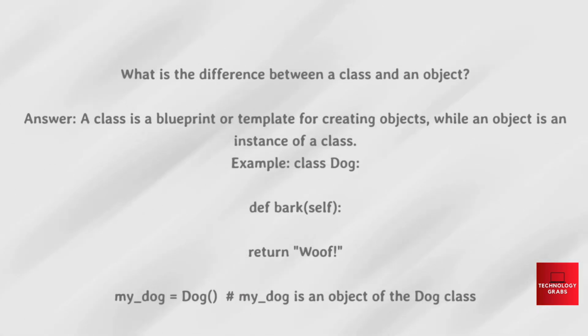What is the difference between a class and an object? Answer: a class is a blueprint or template for creating objects, while an object is an instance of a class. Example: class Dog, def bark(self): return "woof"; my_dog = Dog(). # my_dog is an object of the Dog class.